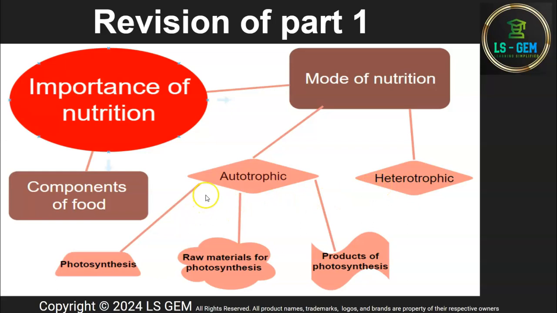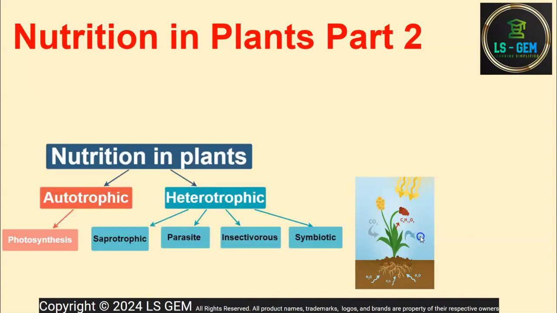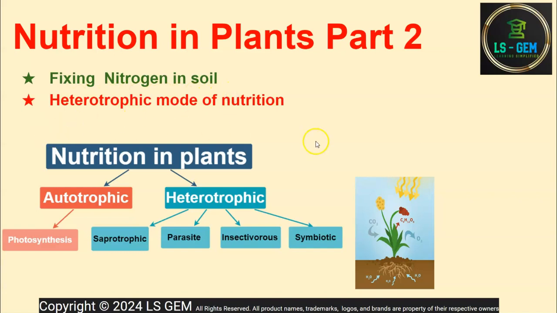We have also learned how plants make their food during photosynthesis. We have learned the raw materials for photosynthesis, like sunlight, chlorophyll, carbon dioxide, water and minerals. We have also learned that during photosynthesis, plants make carbohydrates and we get oxygen as a byproduct. In this second video, we will learn about fixing nitrogen in soil, the heterotrophic mode of nutrition, and replenishing the soil nutrition.